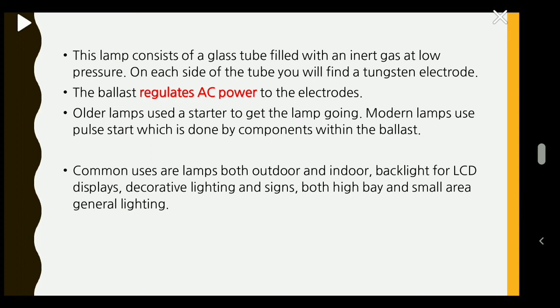Common uses are lamps, both outdoor and indoor, backlight for LCD displays, decorative lighting, and signs, both high bay and small area general lighting, not used for lighting from afar due to the diffuse nature of the light.